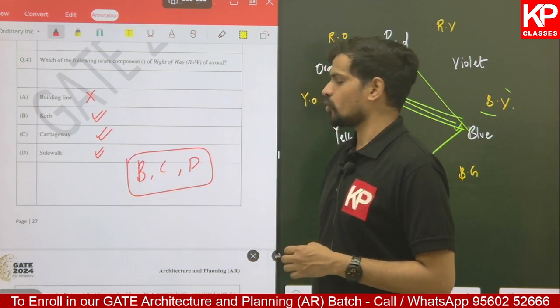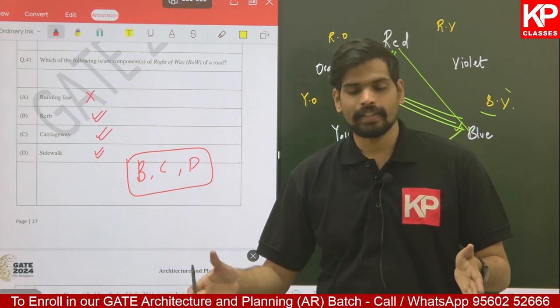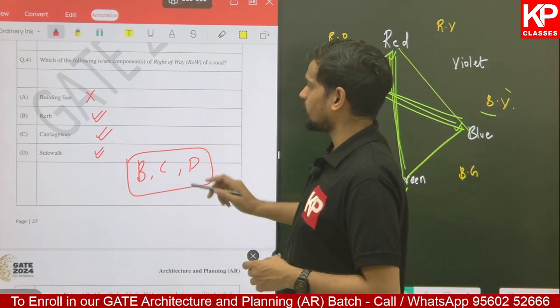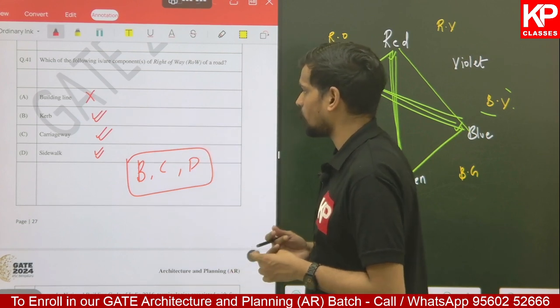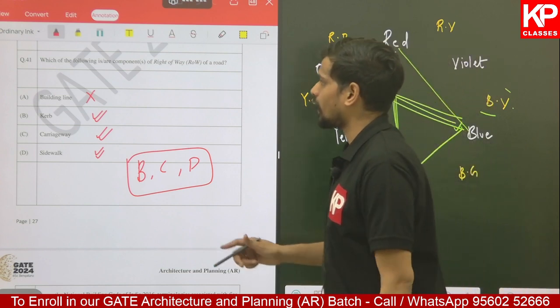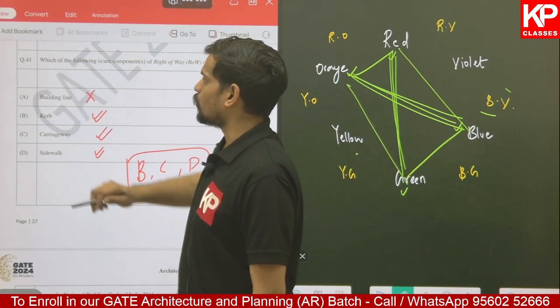It also includes shoulders, if any, on each side of the carriageway. So all those together is called right of way. So building line is not a part of the ROW or right of way. B, C, D will be the appropriate option for this. Components of right of way from transport planning.